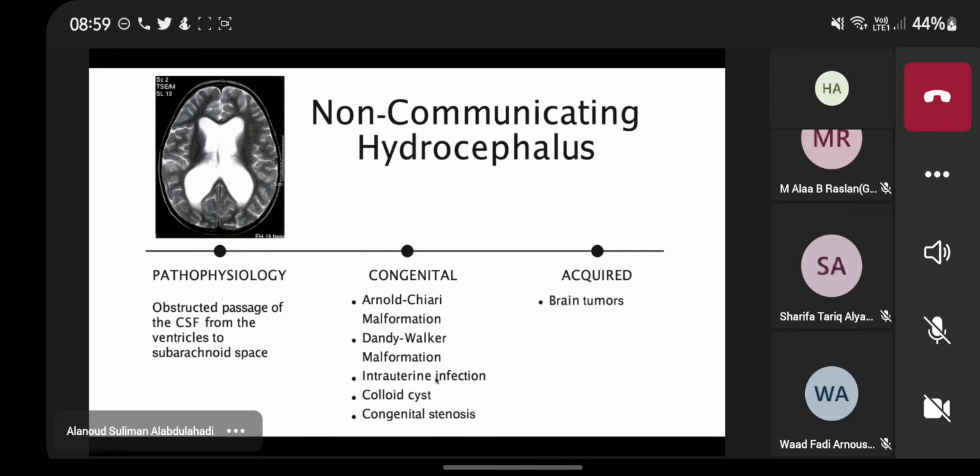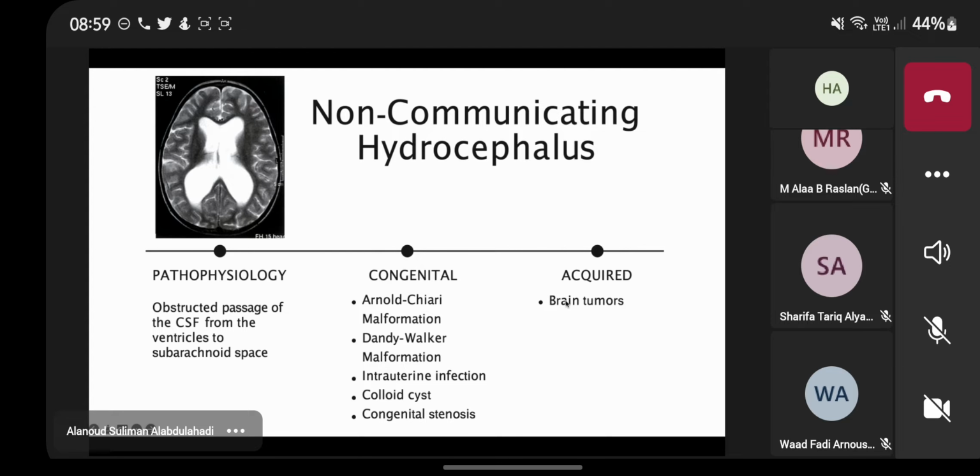So what happens is that these infections, as I mentioned, lead to scarring, and this will cause narrowing of the channels in the aqueduct, and this will lead to further obstruction of the passage of the CSF from the ventricles to the subarachnoid space. Another cause is colloid cyst. Colloid cyst can be congenital and also can be acquired. And also another congenital cause is the congenital stenosis of the cerebral aqueduct of Sylvius.